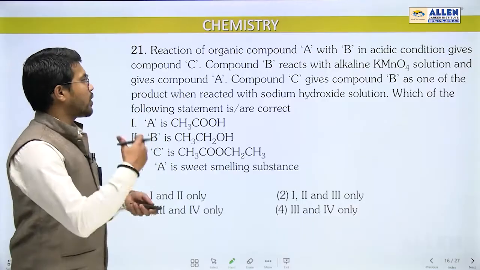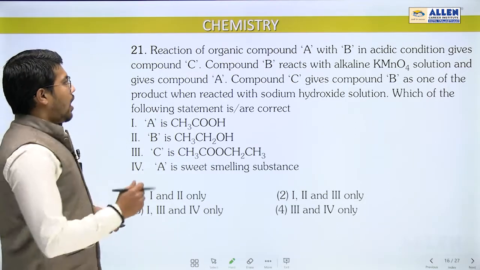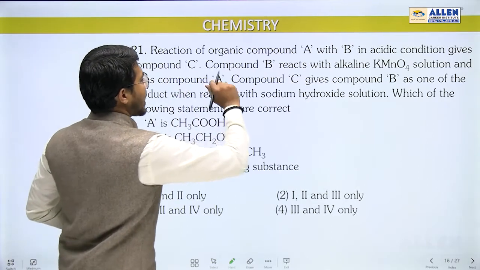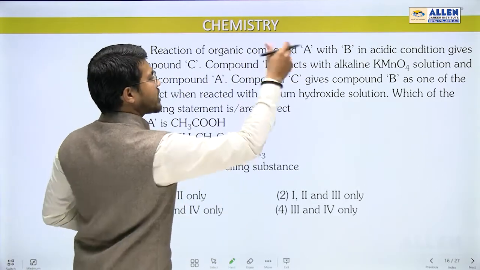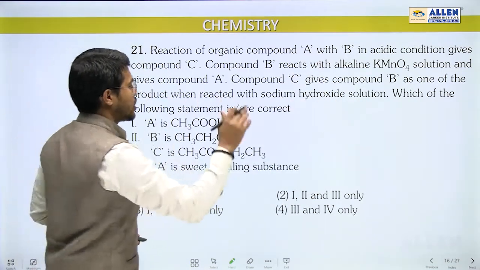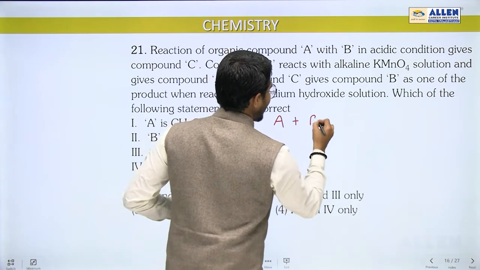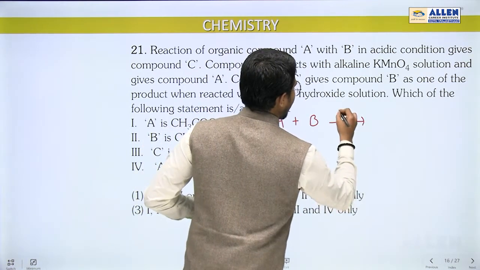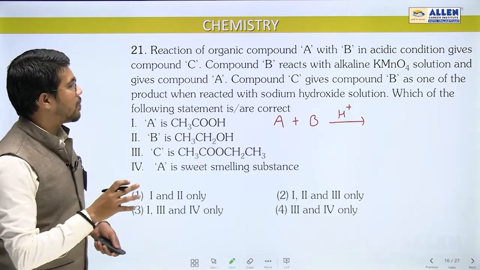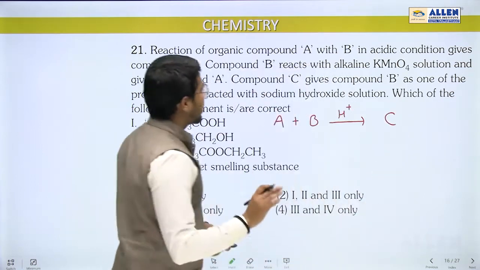Students, coming on to our next question, that is question 21. In this question, we have a reaction of organic compound A with B in acid condition gives compound C. So, I am just writing A is reacting with B in presence of acid, H+ for that acid part, and this is giving us C.